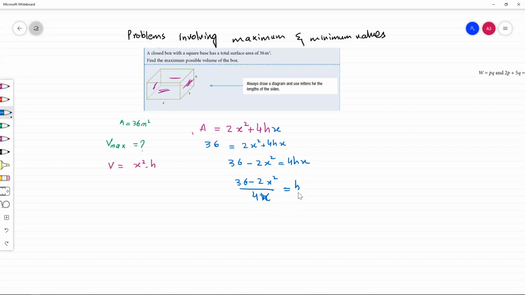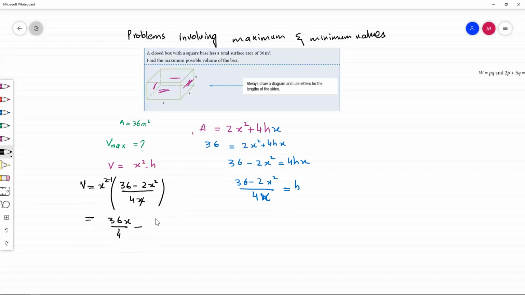So we will make h the subject and put this value into this function, that v is equal to x square into 36 minus 2x square over 4x. Because this x can be cancelled with this x, we have only one x. So x into 36 would become 36x divided by 4 minus x.